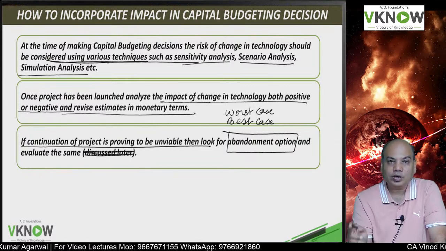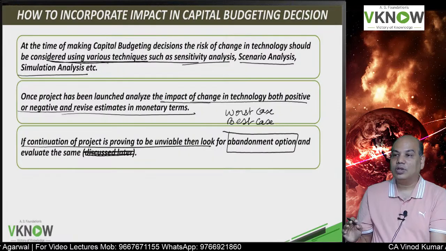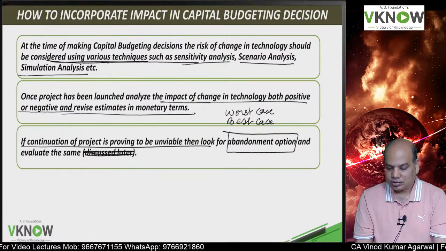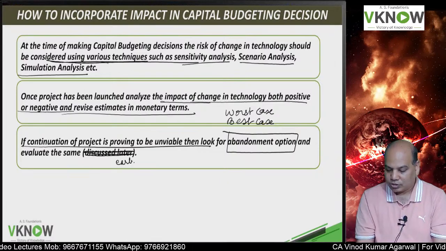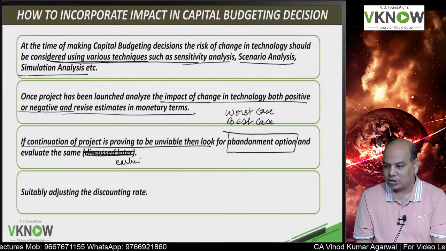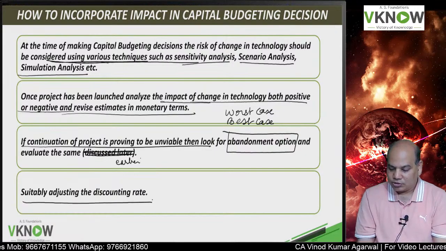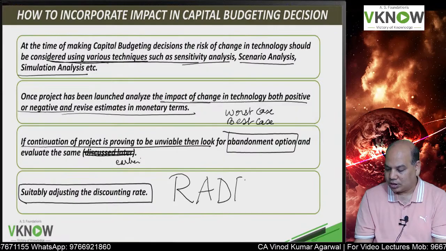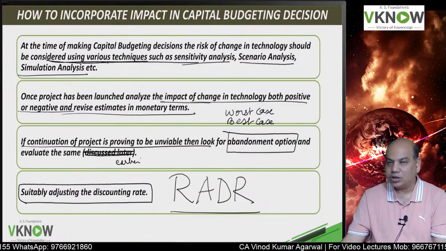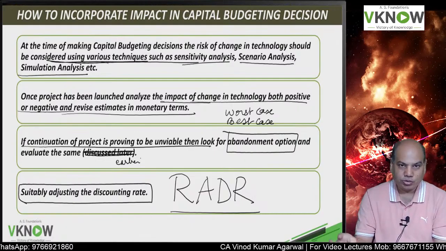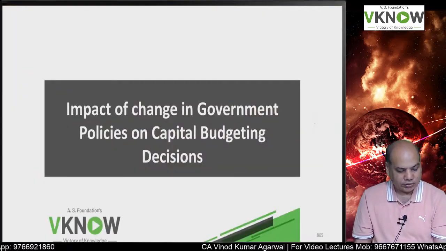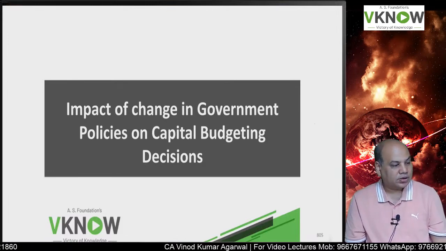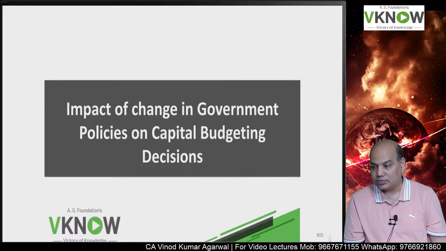One has to also evaluate abandonment option, that what if I have to abandon the project, how much would be my NPV? Discussed earlier. Abandonment project is already discussed, and as you know, higher the risk, higher the discount rate. One way to incorporate the risk of change in technology is to use a higher discount rate. That was about change in technology. Now the next is change in government policies.